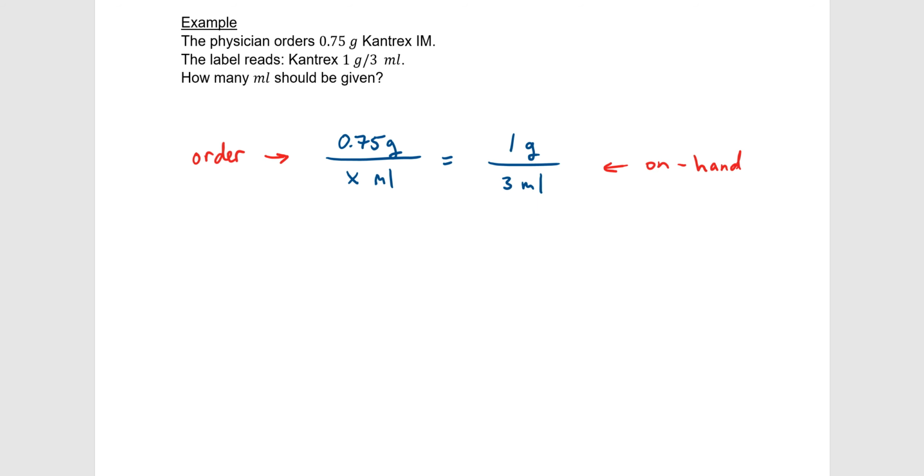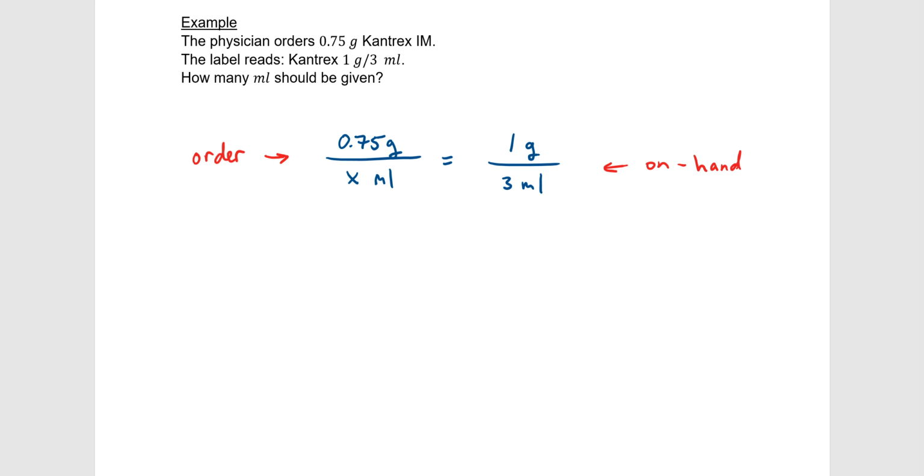Pretty similar to what we've already been doing. We're going to set up a proportion. One side of the proportion, one ratio, is going to be the order itself. And the other side of the proportion, the other ratio, will be the on-hand drug. Here's the ratio from the order itself. We want 0.75 grams, and we're looking for milliliters. So 0.75 grams over X milliliters equals the ratio for the on-hand drug, 1 gram over 3 milliliters.